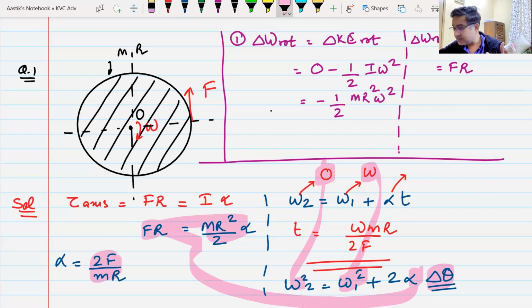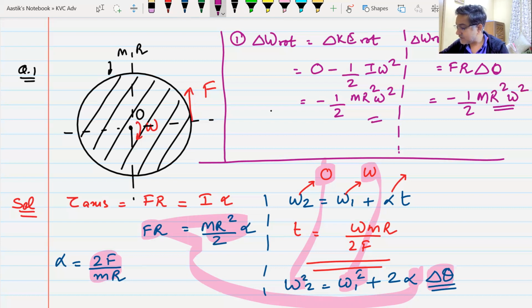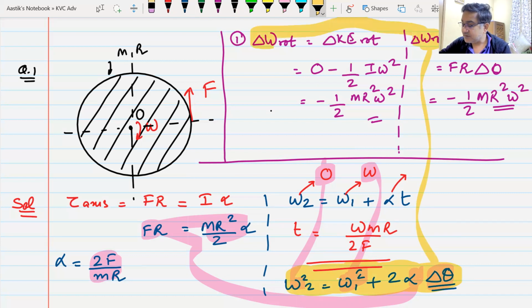F and f will get cancelled, and at the end of the day, what you will get is minus half m r square omega square. Because you must understand that this equation here is nothing but the work energy theorem. Everything comes from one equation only, and the answer would be minus half m omega square into r square.